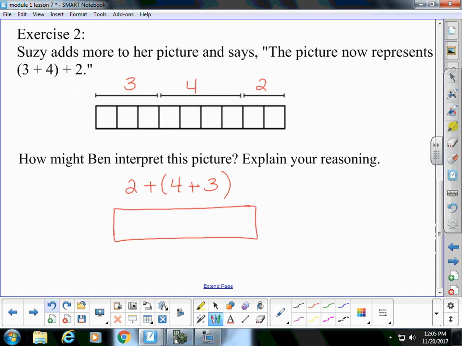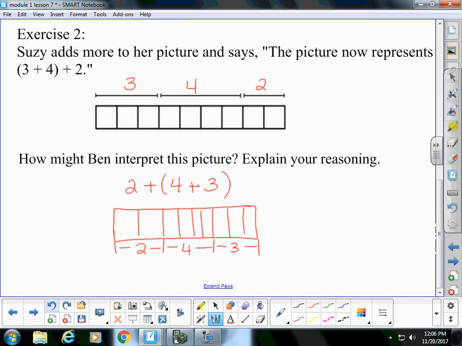Okay, so taking the original picture that Ben was seeing, there was 4 there, and now he's going to add 2 on to the beginning, and then 4. 1, 2, 3, 4. You guys can do better than I can, and then 3 more onto the end of it. Okay? So 4 plus 3 was the beginning, and then 2 onto the end of it.